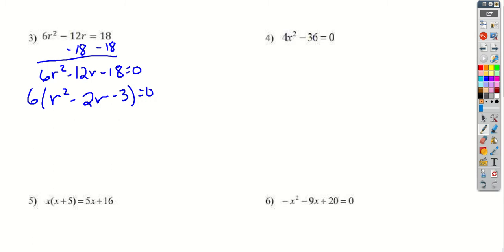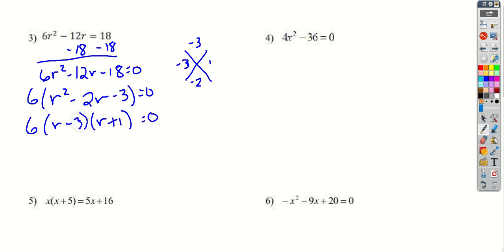Okay, now we have to check the inside here, and we see that this does factor again. It's 3 terms, so it's a trinomial. Multiply to -3, add to -2 is -3 and 1. So now I'm going to include the 6 here because it has to stay with the factor. And then it's r minus 3 and r plus 1. I can't factor either of those again. Okay, so we're going to move on to our next step, which is to do our zero product property.